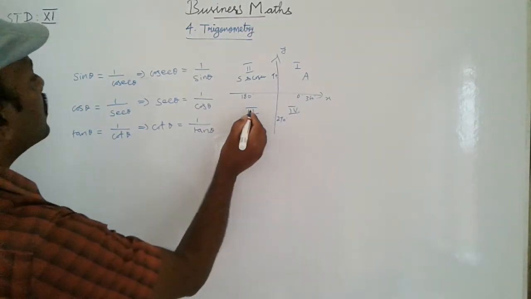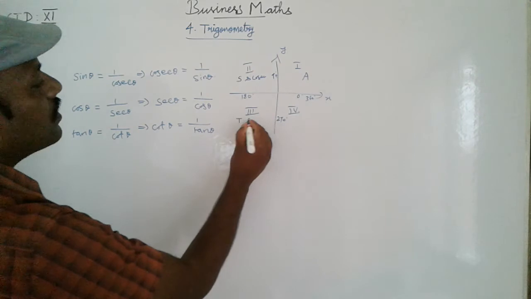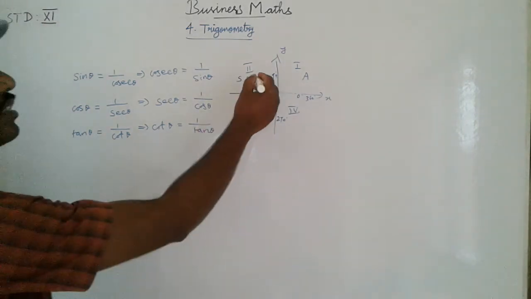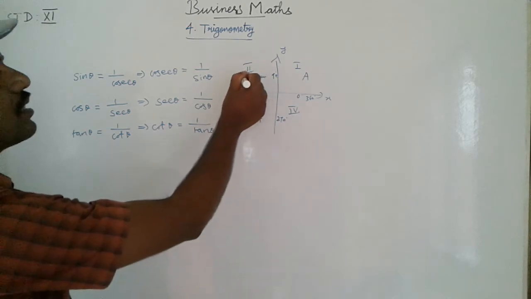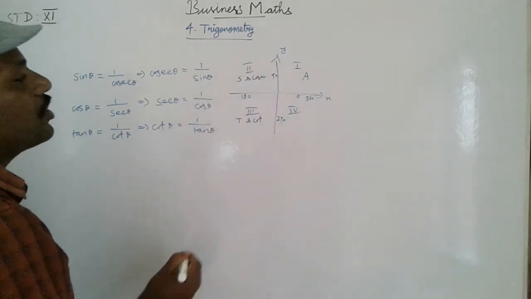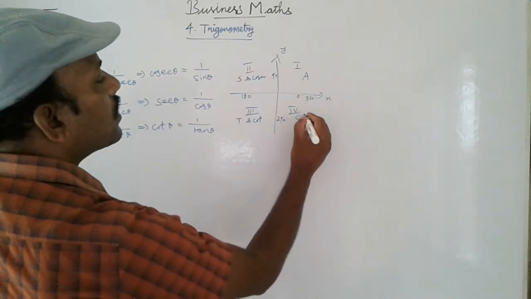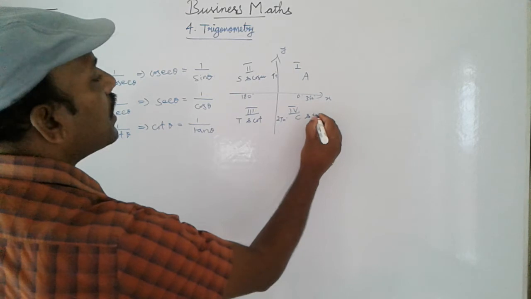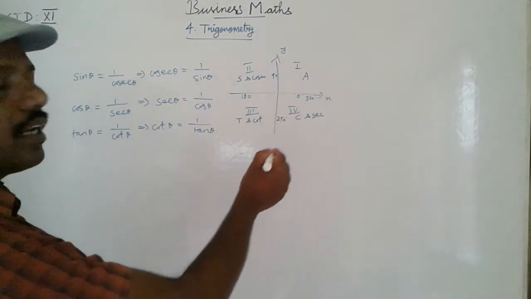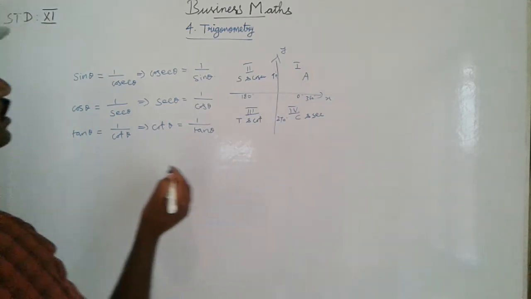In the third quadrant, tan and cot values are positive, and the others are negative here. Here secant and cosecant are positive, and the other ratios are negative. Next, cos and secant values are positive, and the other ratios are negative. This is the fourth quadrant.